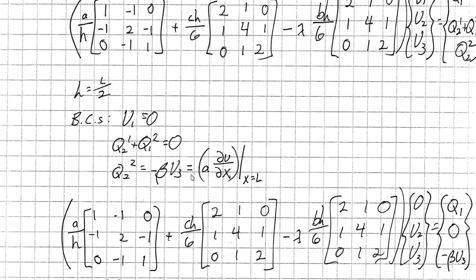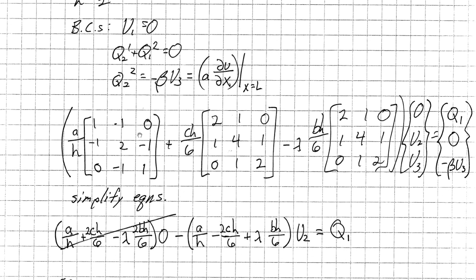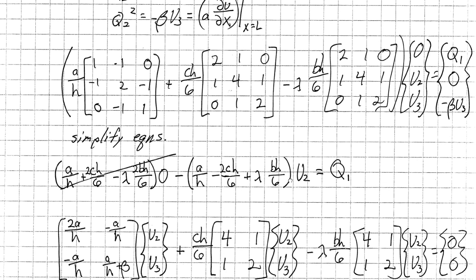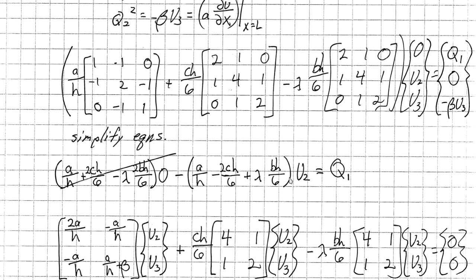So we're saying that this flux will be solved in terms of a temperature. So plugging that in, we get an equation like this. And notice these 2 are known. So our unknowns are Q1, U2, and U3. So 3 equations, 3 unknowns. However, we can simplify this down.